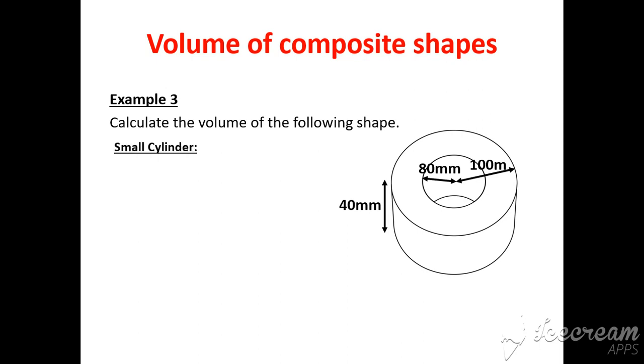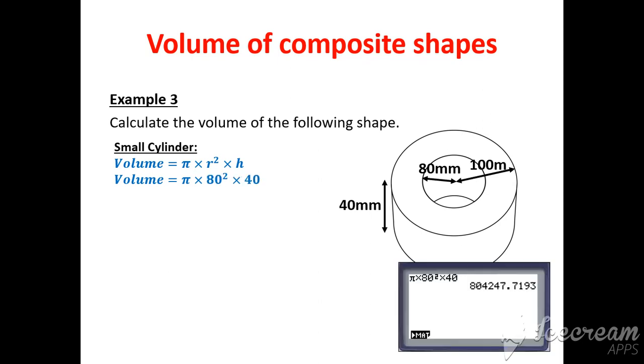So let's get into the small cylinder. The volume of a cylinder is pi times radius squared times height. So pi times 80 squared times 40, that gives us 804,247.7 millimeters cubed. I've rounded my answer to 1 decimal place.